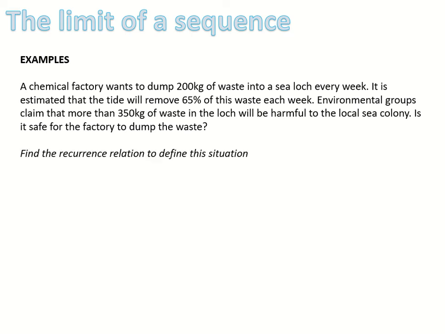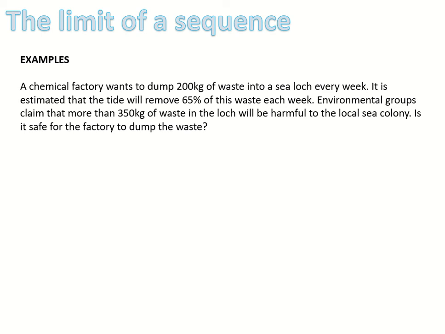What this basically means is this doesn't say anything about recurrence relations, it doesn't say anything about limits, but we want to work out if there's 350 kilograms of waste in the lock on a more permanent basis. If they're dumping 200 kilograms in, it would appear that after 2 dumps, it is going to be more than 350. But the idea is, as I say, of the tide, that it removes part of it. Part of it is gone.